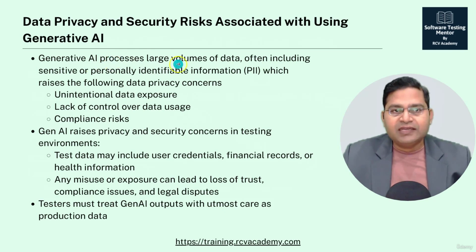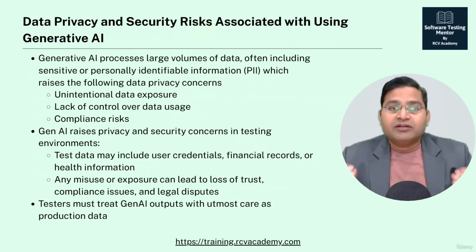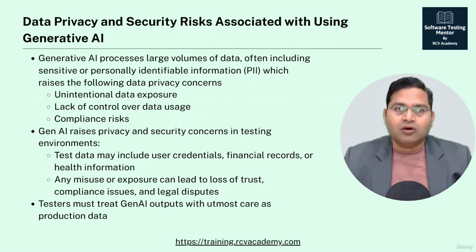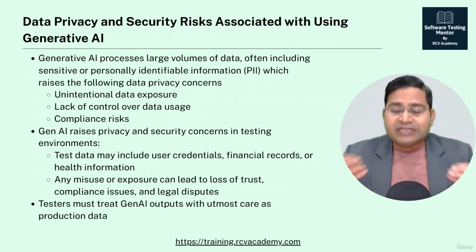Now, if we talk about Gen AI, why are the data privacy and security risks there? Because Gen AI processes a very large volume of data, and that data often might include sensitive and personally identifiable information, known as PII, and that raises data privacy concerns. For example, if personal or sensitive information gets exposed, it might lead to unintentional data exposure, lack of control over data usage, or compliance risk, right? So because of the large processing of this type of personal and sensitive information, there are data privacy concerns.